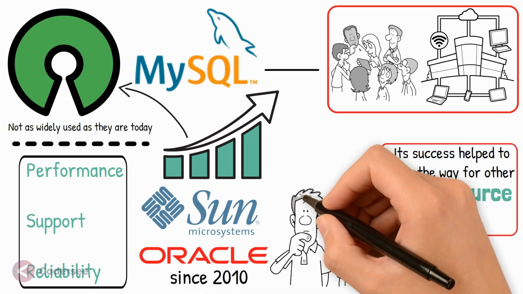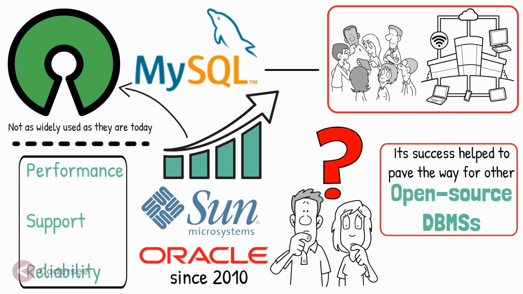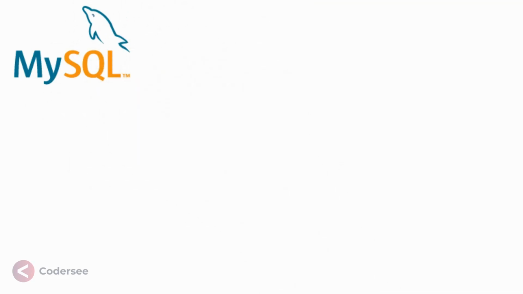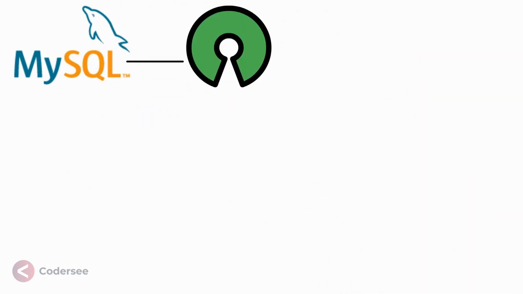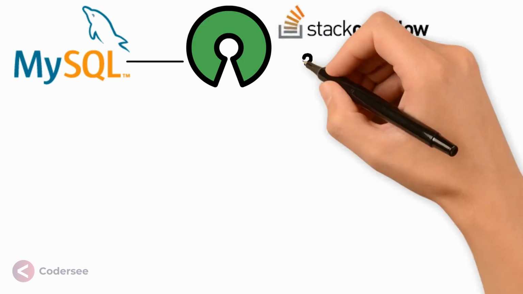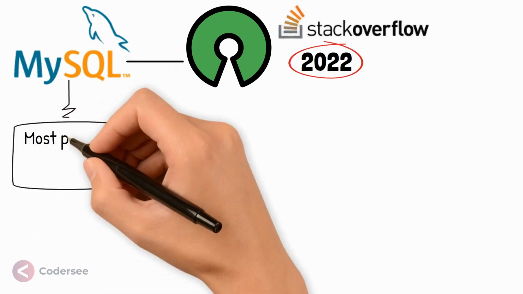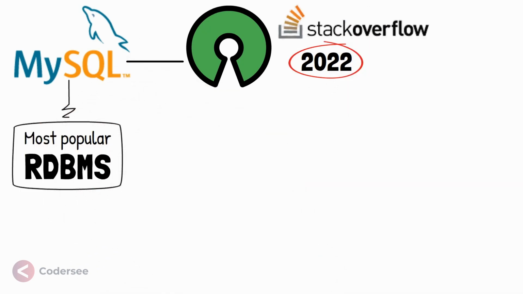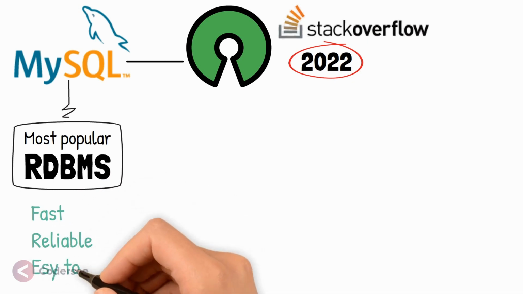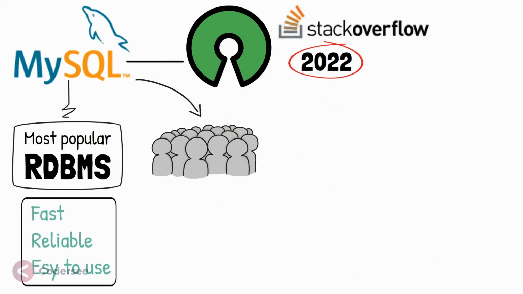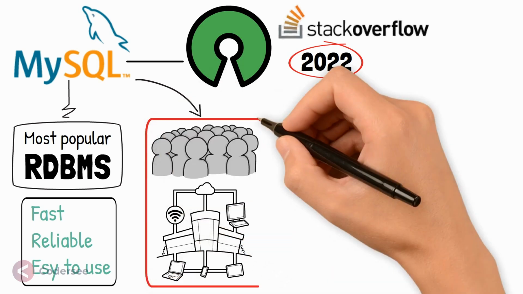Okay, so what is MySQL? If I would have to answer the question what is MySQL in one sentence, then I would say that it is an open-source relational database management system. Moreover, according to the Stack Overflow Developer Survey 2022, it's the most popular RDBMS in the world. It is fast, reliable, and easy to use, making it an attractive choice for developers and organizations of all sizes.